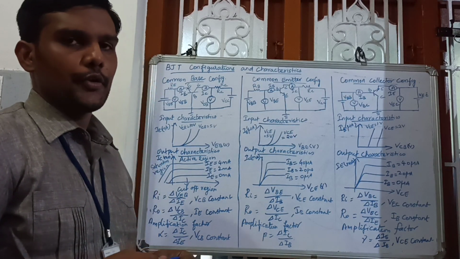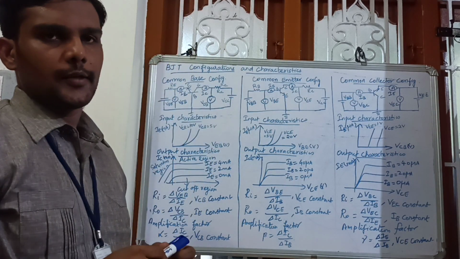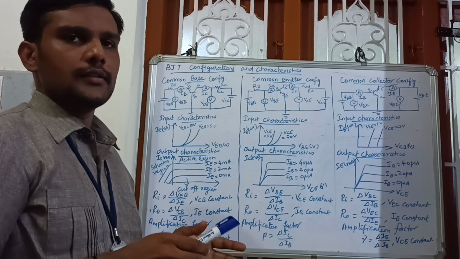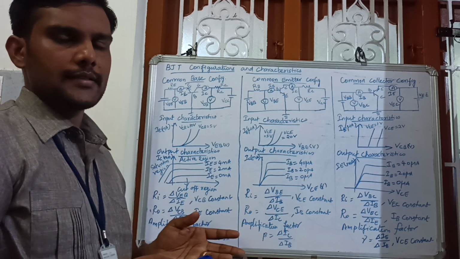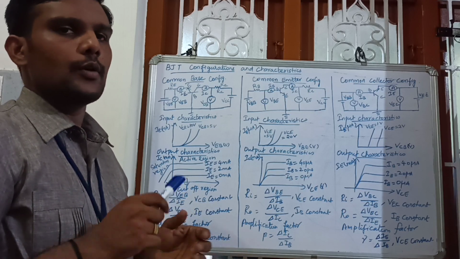Dear students, now I am going to teach you the topic bipolar junction transistor configurations and characteristics. In bipolar junction transistor, there are three configurations: common base configuration, common emitter configuration, common collector configuration. Now let us see one by one.